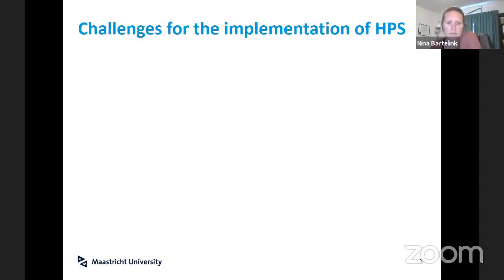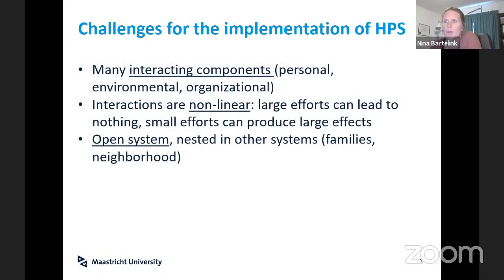Some main characteristics of such a system are, for example, that there is a lot of interaction. There are many interacting components on the personal level, the environmental level, the organizational level, and these interactions are often non-linear. Large efforts can lead to nothing, but also small efforts can produce large effects. Another characteristic is that they are open systems, so nested in other systems like families and neighborhoods, and there are continuously interactions.